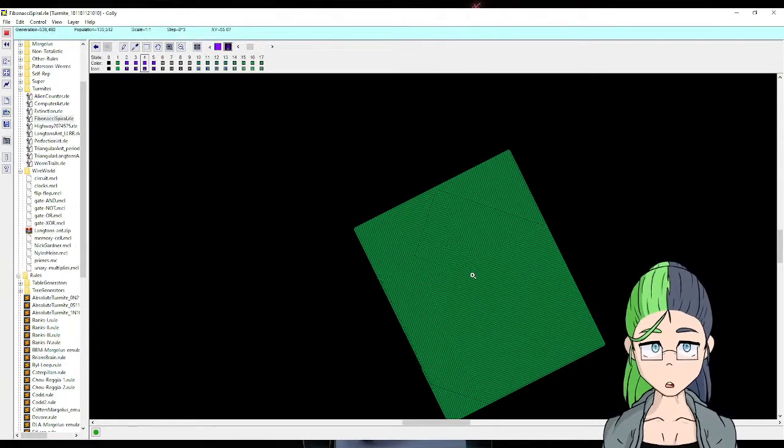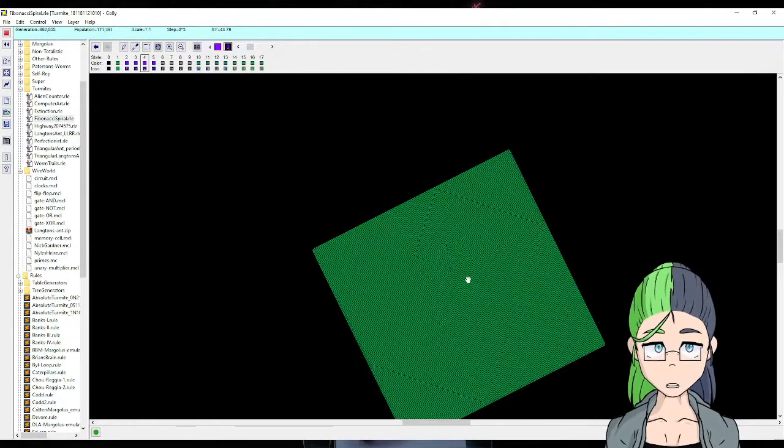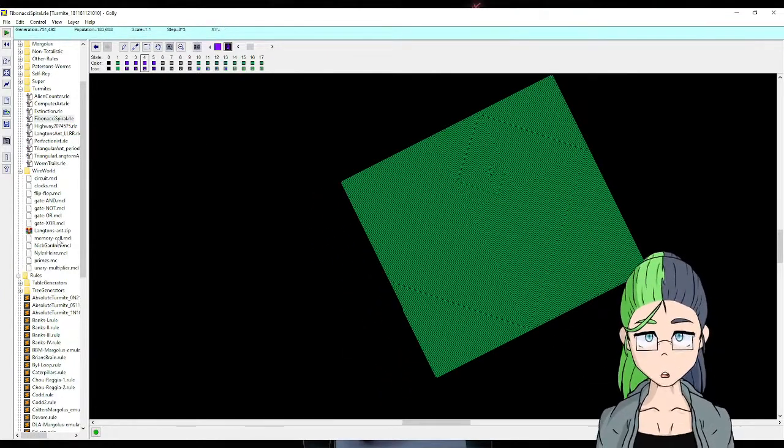Oh, that's so cool. It just creates a Fibonacci spiral.